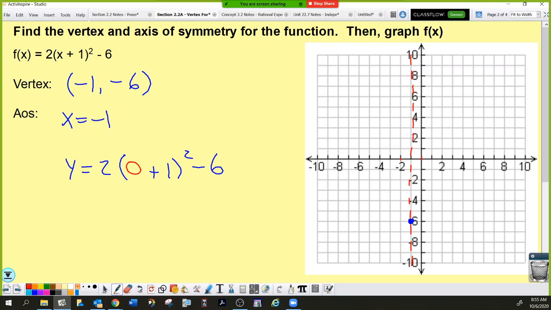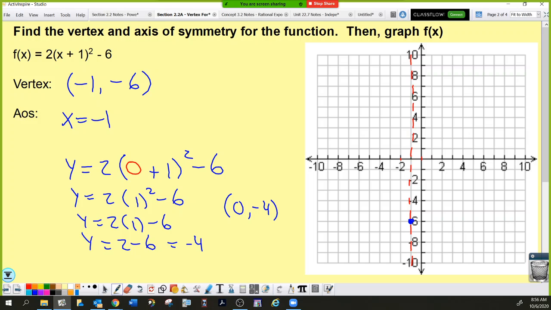Here's me plugging in x equals 0. Well, 0 plus 1 is just 1. And 1 squared is, yeah, it's just 1. And 2 times 1 is 2. 2 minus 6 is -4. So I have the coordinate 0, -4.